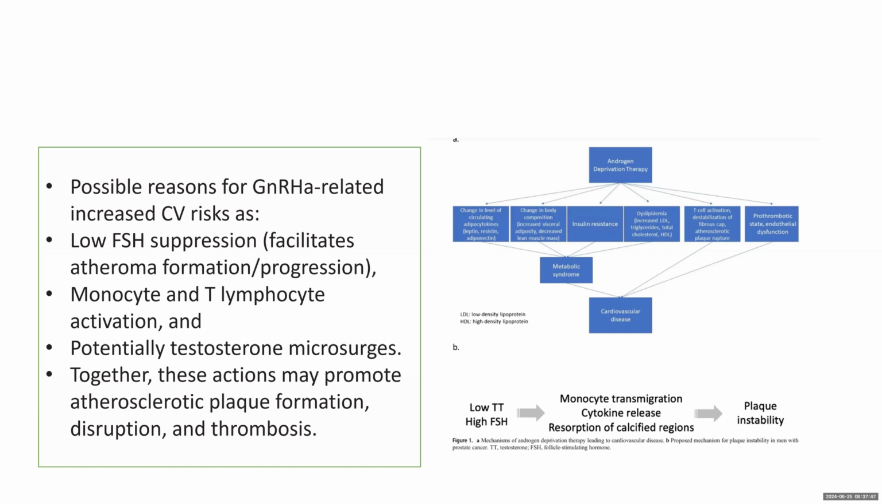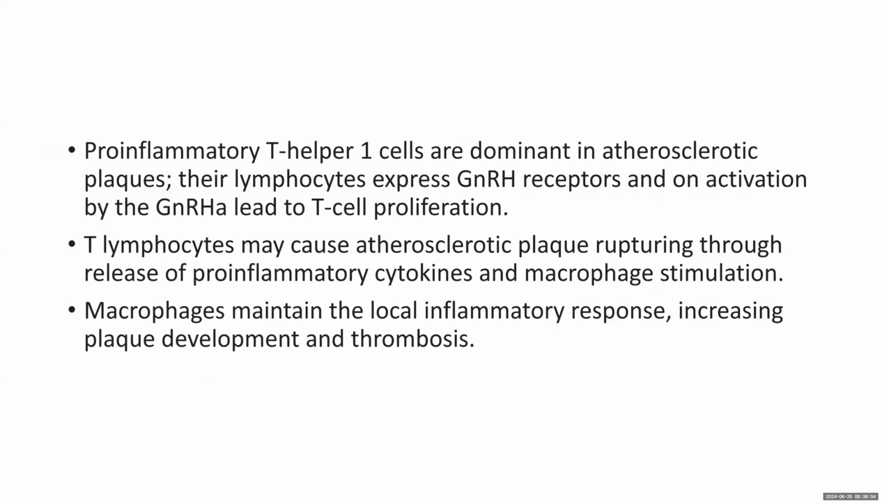There is also T cell activation and destabilization of the fibrous cap in atherosclerotic plaque, leading to rupture and a prothrombotic state that leads to cardiovascular disease. Low testosterone and high FSH lead to monocyte transmigration, cytokine release, and resorption of the calcified region, and plaque instability. Pro-inflammatory T helper 1 cells are dominant in atherosclerotic plaque, and the lymphocytes express the GnRH receptor.